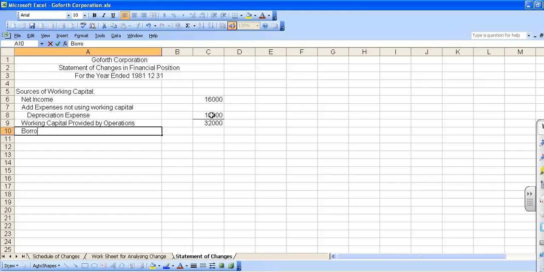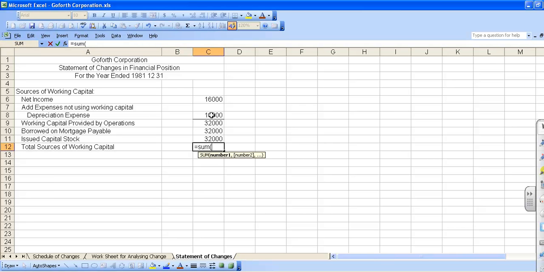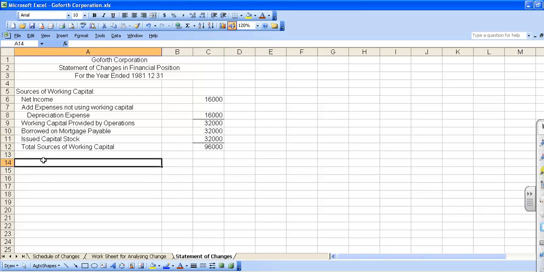And then we're going to list our other sources of working capital. So we had borrowed on mortgage payable, which was $32,000. And we had issued capital stock, which was $32,000. So our total sources of working capital is going to be those three numbers added up, which should equal 96,000. Then we're going to have our uses of working capital.